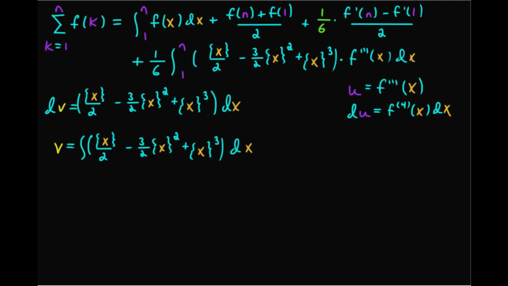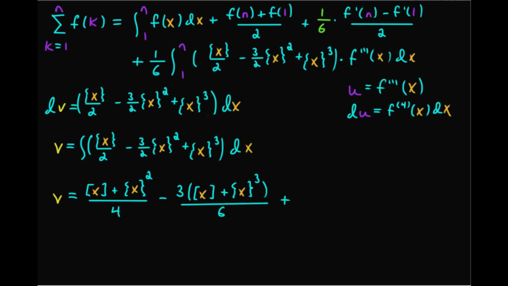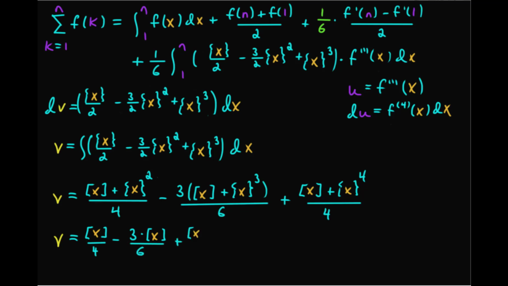and then v will be the integral of that polynomial, and so we then find that v equals the floor of x plus the fractional part of x squared all over 4, minus 3 times the floor of x plus the fractional part of x cubed all over 6, plus the floor of x plus the fractional part of x to the fourth all over 4. And so now if I rearrange these terms, I have that v equals the floor of x over 4 minus 3 times the floor of x over 6 plus the floor of x over 4 plus these terms that are all terms in the fractional part of x.